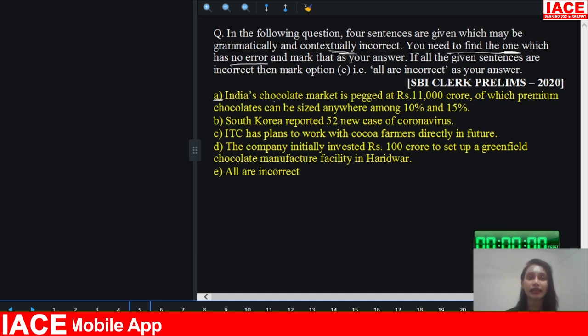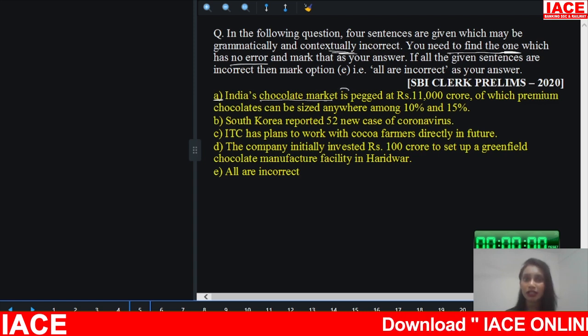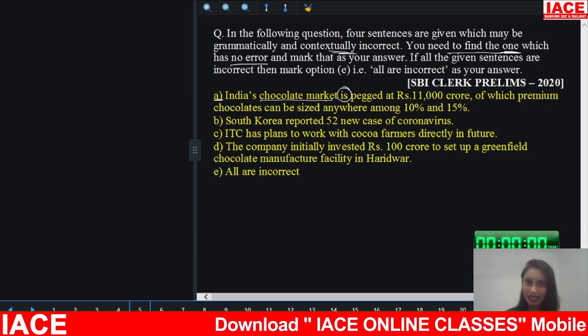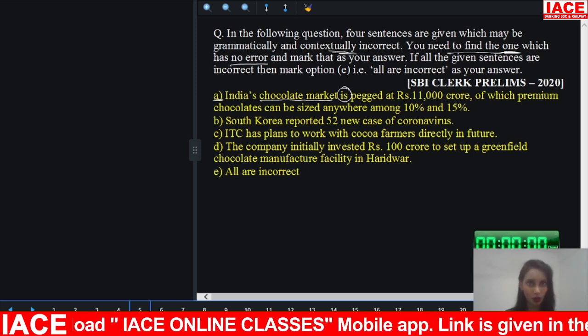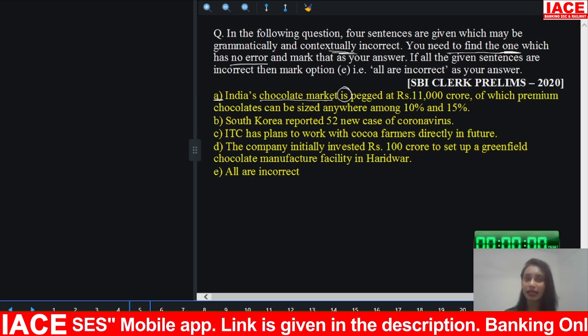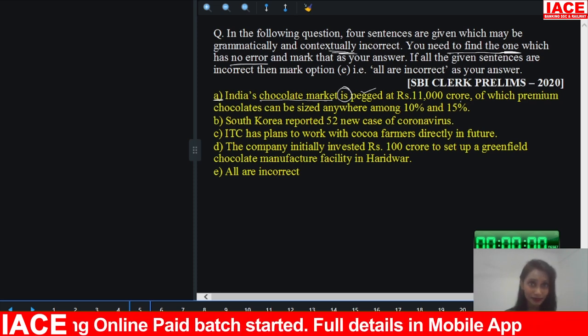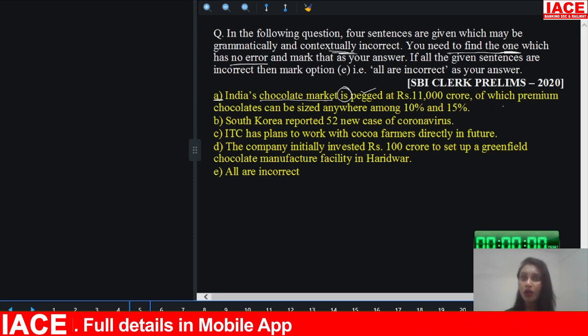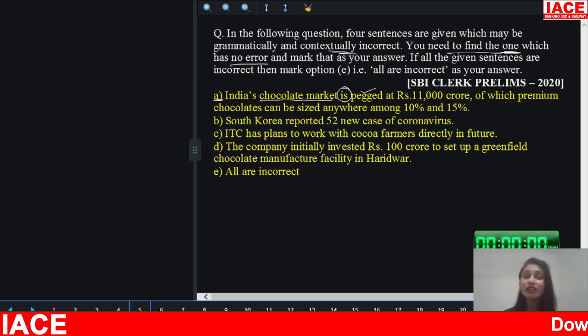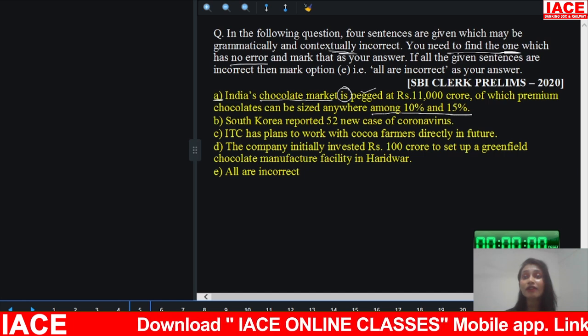India's chocolate market. So we are talking about chocolate market. India's chocolate market is our subject. It is singular, so we got a singular verb. Yes, it is correct. Is pegged, passive voice, is plus V3, correct, at 11,000 crore rupees. Till here there is no error, fine.